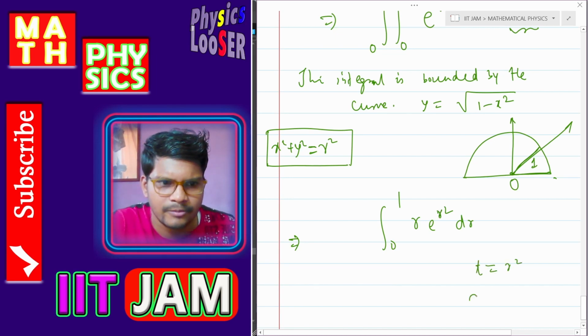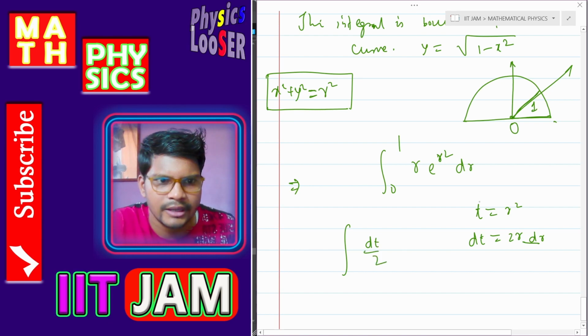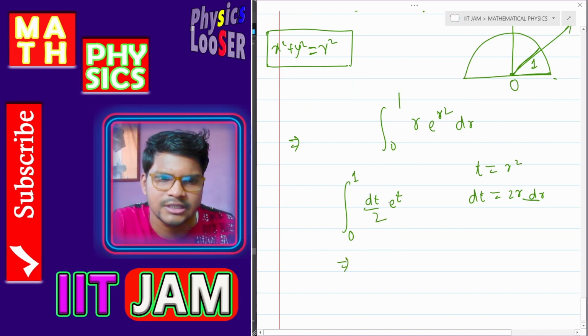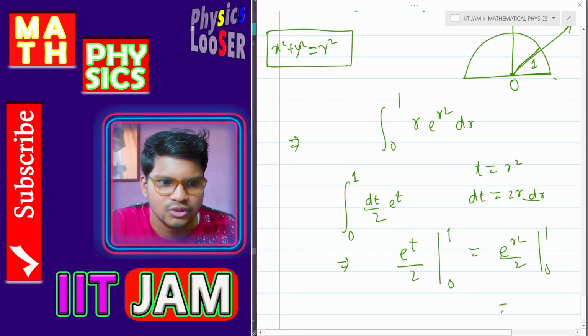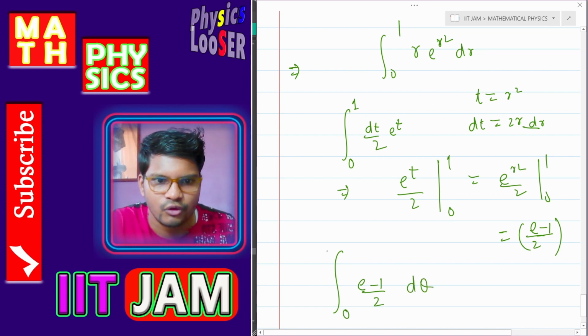Consider t is r square, so dt is 2r dr. Therefore r dr becomes dt by 2, and e to the power r square is e to the t. I'm not changing the limit 0 to 1 for now, and you can easily find out that the integral of e to the t is just e to the t, by 2, from 0 to 1, which is e to the r square by 2 from 0 to 1. So here I have e minus 1 by 2. So you see that e minus 1 by 2 is the first integral, and now d theta from 0 to pi, and you get e minus 1 into pi by 2.